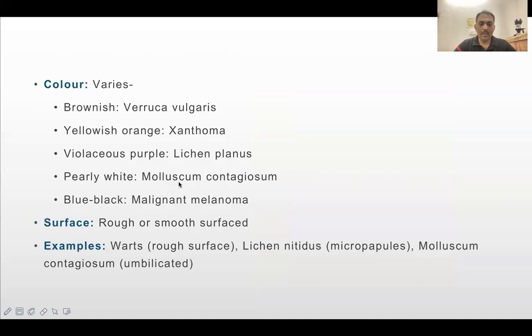The next skin lesion is a papule. The papules basically are skin lesions which are raised and almost less than 1 centimeter in diameter. They might be of different colors. It might be brownish, as seen in verruca vulgaris, a yellowish orange color, which is seen in xanthoma, violaceous or purple colored papules, which are seen in lichen planus, pearly white papular lesion, which is seen in molluscum contagiosum, or a malignant melanoma. The surface is rough or might be smooth.